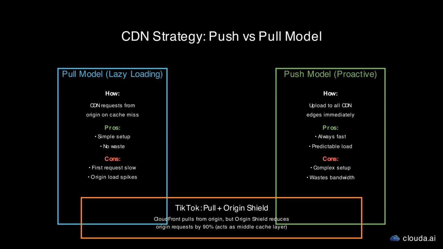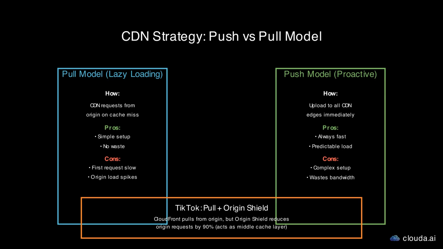spike origin server load. The push model proactively uploads videos to all CDN Edge locations immediately after upload. Every user gets instant access, and origin load is predictable. But this wastes bandwidth pushing content that may never be watched, and the setup is more complex.